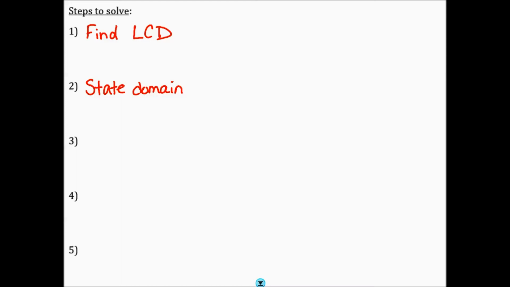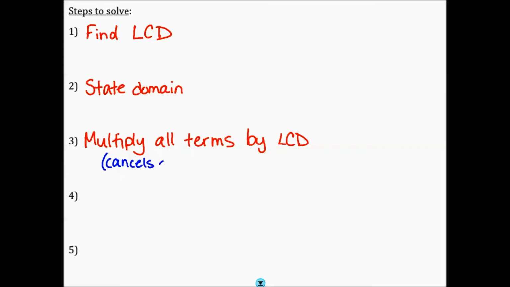Step 3, you need to multiply all the terms of the equation by the LCD. This will help you cancel out the denominators. If you have done this step correctly, you should no longer have any fractions or rational expressions in your equation.